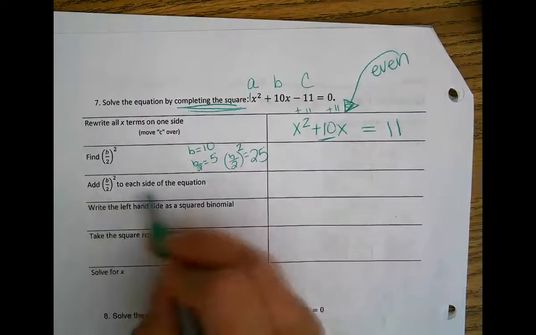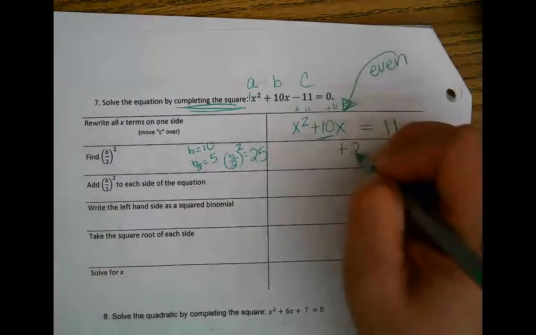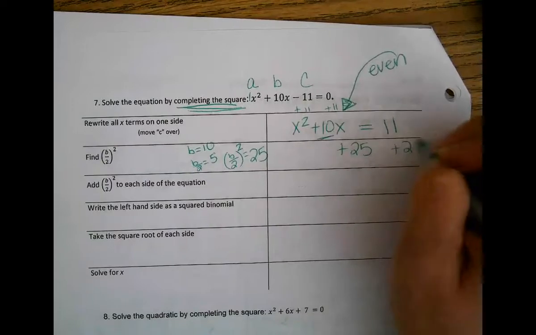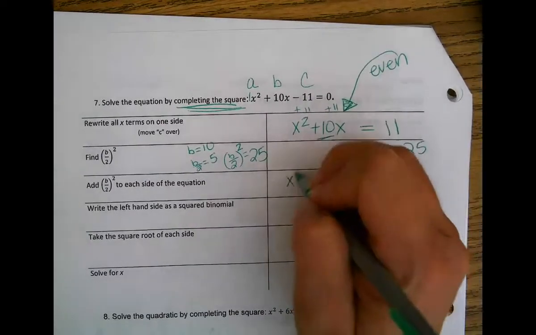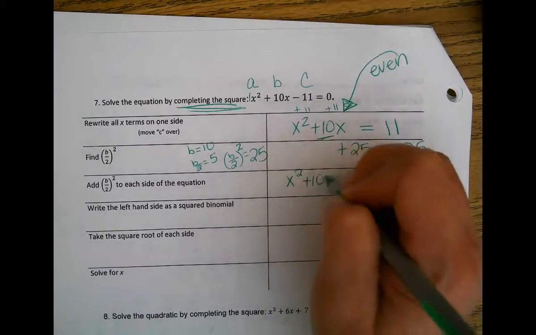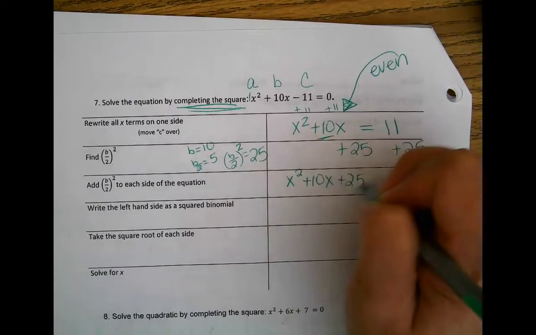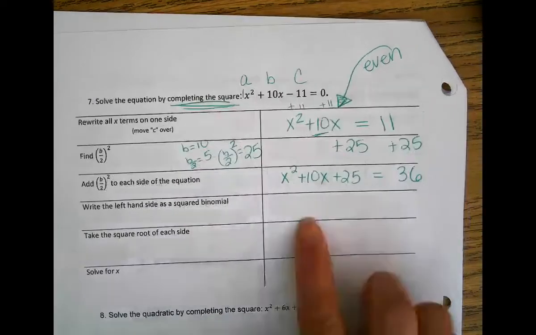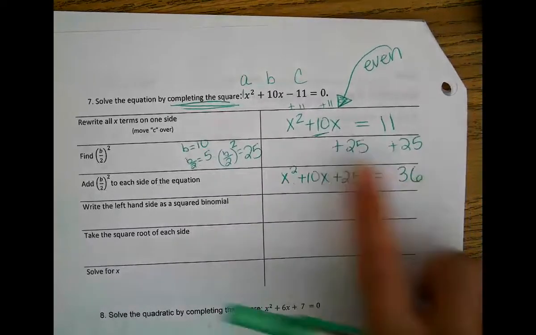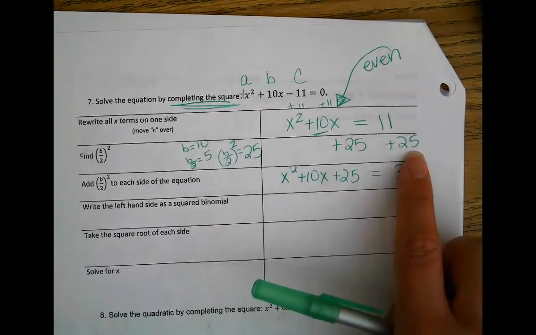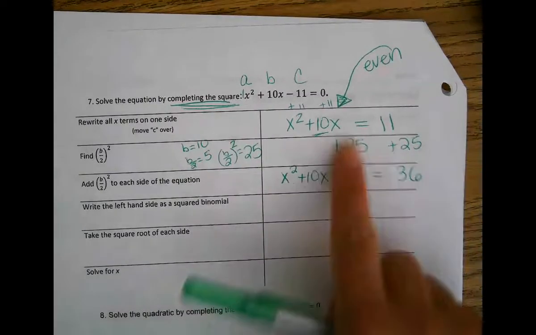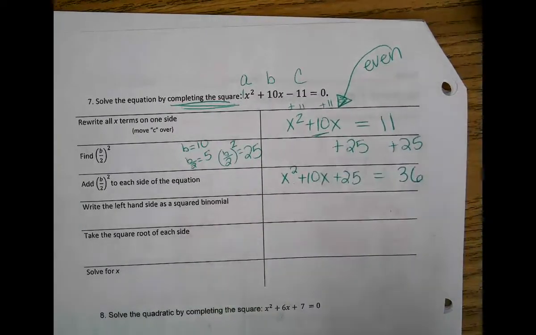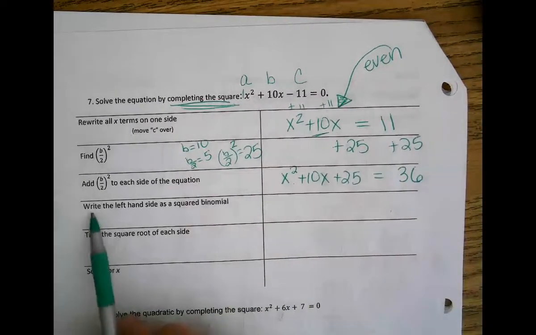So what we're going to do is add that to each side of the equation. So add 25 to both sides, and we have x squared plus 10x plus 25 equals 36. Now we made our equation bigger for a reason. So I know that this seems complicated, but the process will become faster as we go.